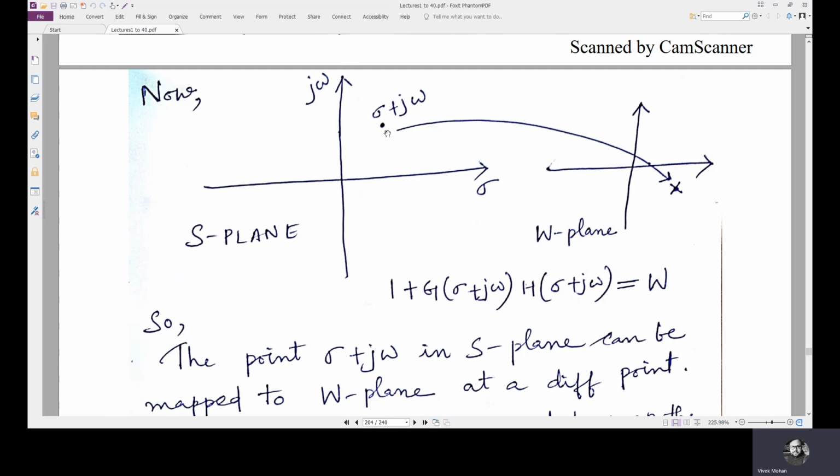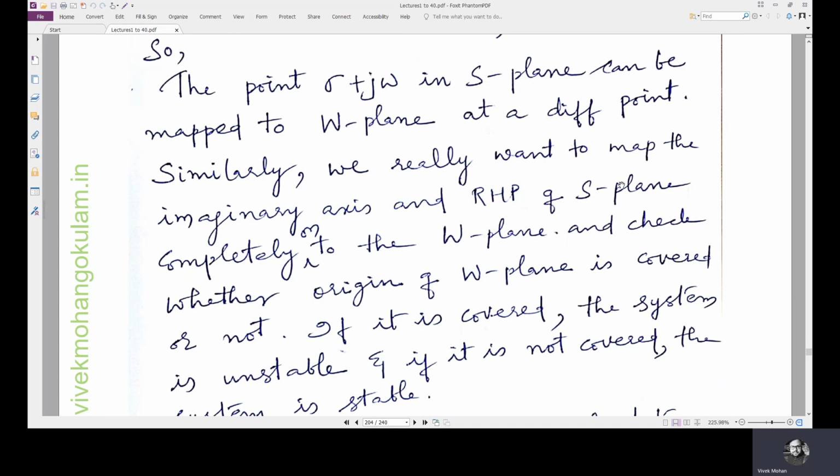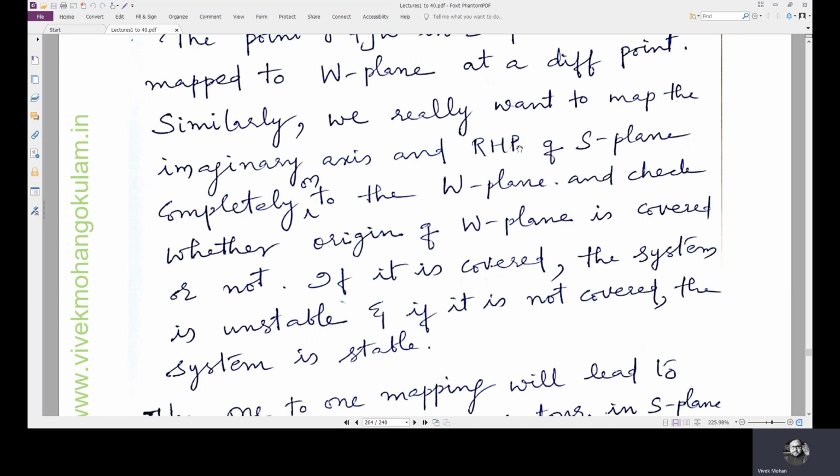And rather than considering a single point on the S plane, if we take the complete RHP plus the imaginary axis, then that is the unstable region, right? So for this unstable region, if any S point satisfies 1 plus gh equals 0, that is, if encirclement of the origin happens in the W plane, then we say that the system is unstable. That is what is written here.